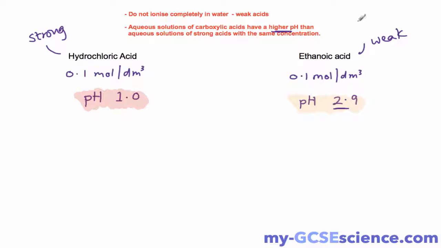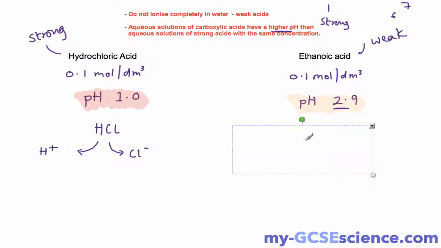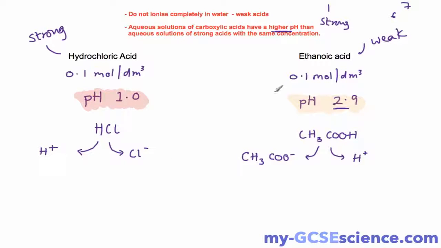Remember, our pH scale goes from 7 down to 1, and 1 is the strongest acid, and 6 is the weakest acid. So here we have a weaker acid with a higher pH number, even though the two concentrations are the same. Why does this happen? Well, we need to look at what happens when we dissolve these two in water. So here's our hydrogen chloride being dissolved in water to make hydrochloric acid. What we say is that it ionizes, it splits up into our hydrogen ions and chloride ions.